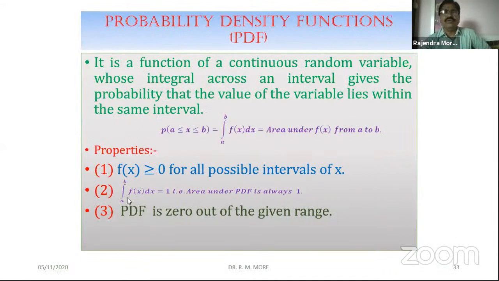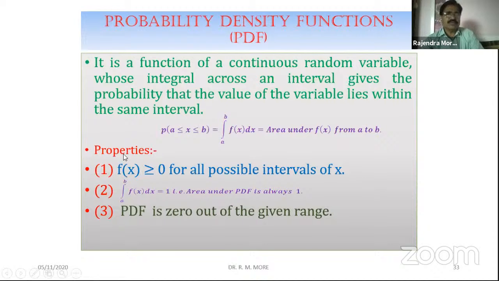PDF. We are going to see the probability distribution function, PDF. It is the function of a continuous random variable whose integral across an interval gives the probability that the value of the variable lies within the same interval. See, in the example, you may have a large range, but if you are asked to find the probability for the range from A to B, then this is the formula. Probability A less than or equal to X less than or equal to B is equal to the integration, because this is for the continuous case, of f(x) dx. This will be the formula for that random variable, and this will be the area under f(x) from A to B. That will be the probability.